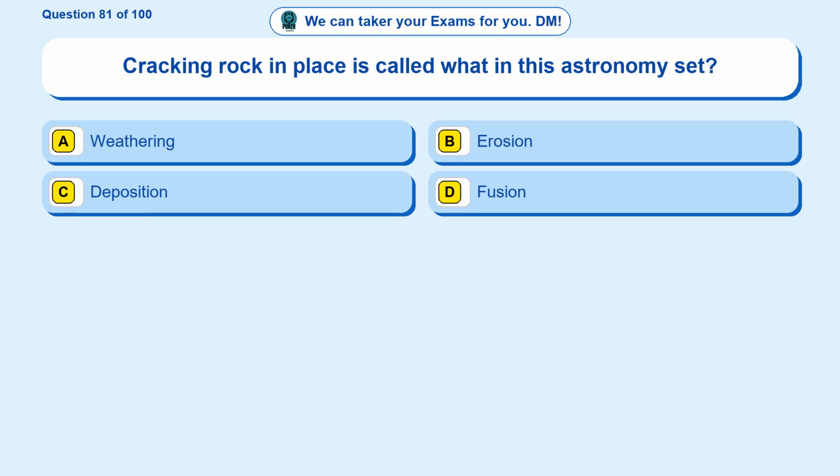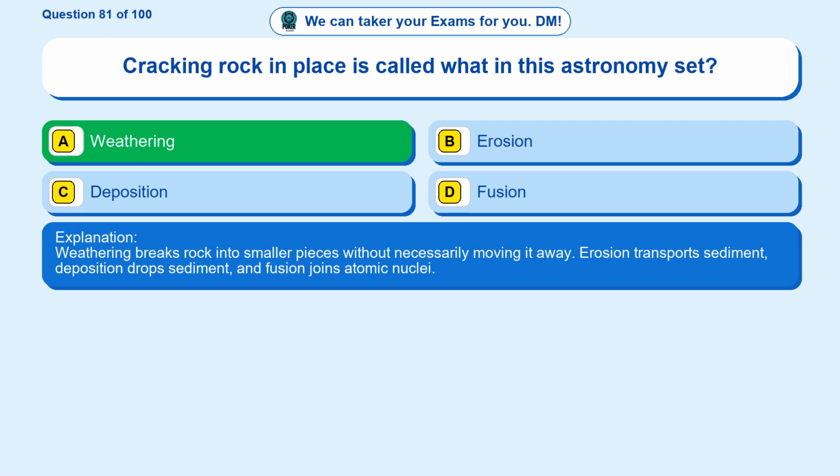Question 81. Cracking rock in place is called what in this astronomy set? Option A, weathering. Option B, erosion. Option C, deposition. Option D, fusion. The correct answer is option A, weathering. Weathering breaks rock into smaller pieces without necessarily moving it away. Erosion transports sediment, deposition drops sediment, and fusion joins atomic nuclei.